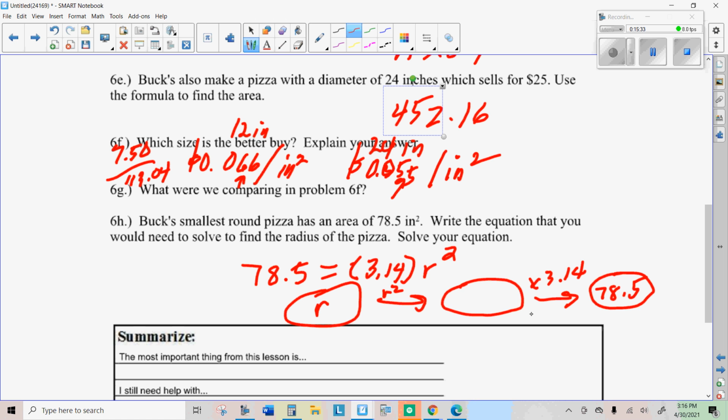So going backwards, you're going to divide by 3.14. And then the way you want to undo a second power is a square root. So you're going to do square root to get the answer. Go ahead and give it a shot. Dividing 78.5 by 3.14 gives you 25. And when you do the square root of 25, you get r equals 5.